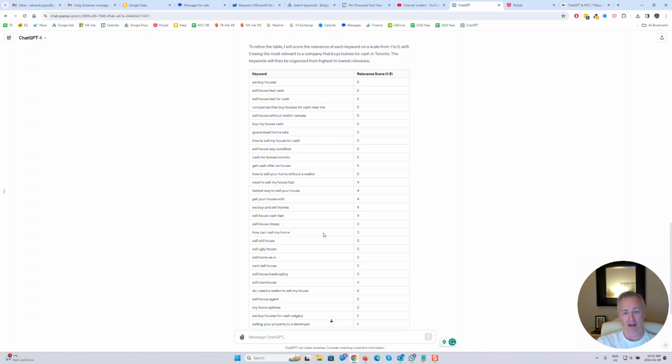So, it's not a perfect system. It can be garbage in, garbage out, but it can definitely help you expedite a task like this when you have a long list. This one's only 30 keywords. If you had one that was 500 keywords, obviously this would be a lot more helpful of a tool.